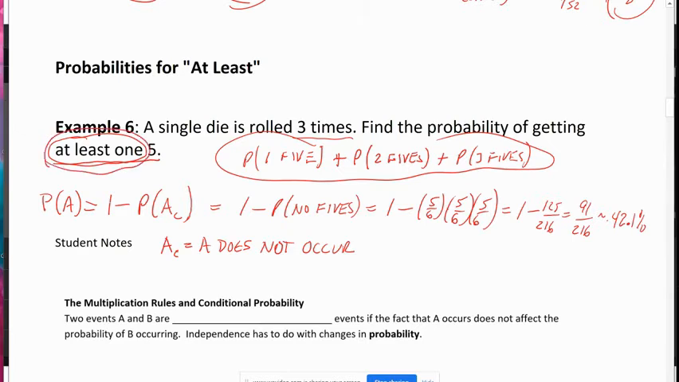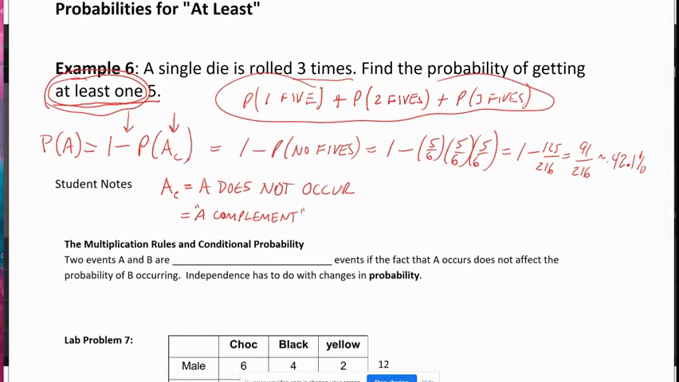So that's going to be our general strategy: when we see a problem that says there's at least one of something, just do it as 1 minus the opposite of that. So the opposite of at least 1 is none. If there's not at least 1 5, then that means there were no 5s. And so that's what A sub C means. That's the notation we use for what we call A complement. So when you see A sub C, that means A complement, which means A does not occur.